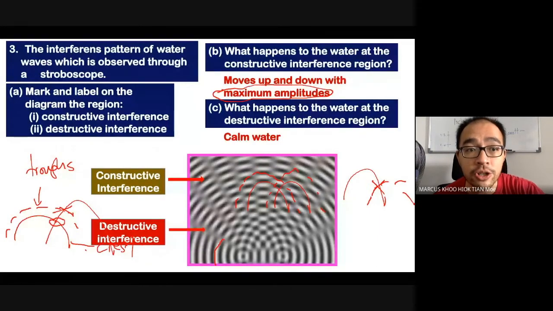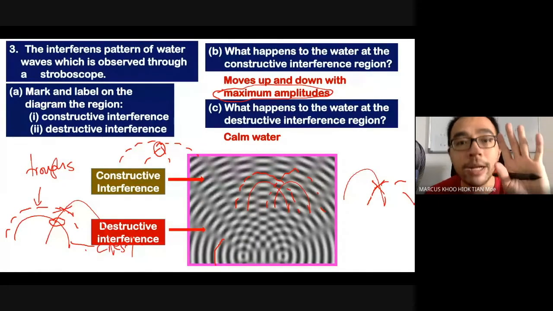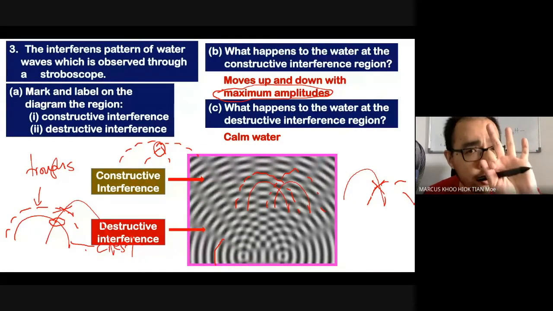Okay, if it is a trough meeting another trough, then you also mark circle. As long as it is a constructive interference, you mark circle. If it is a destructive interference, you mark with an X. Okay, mark it down first in your diagram now. I'm going to give you 3 minutes to do this.